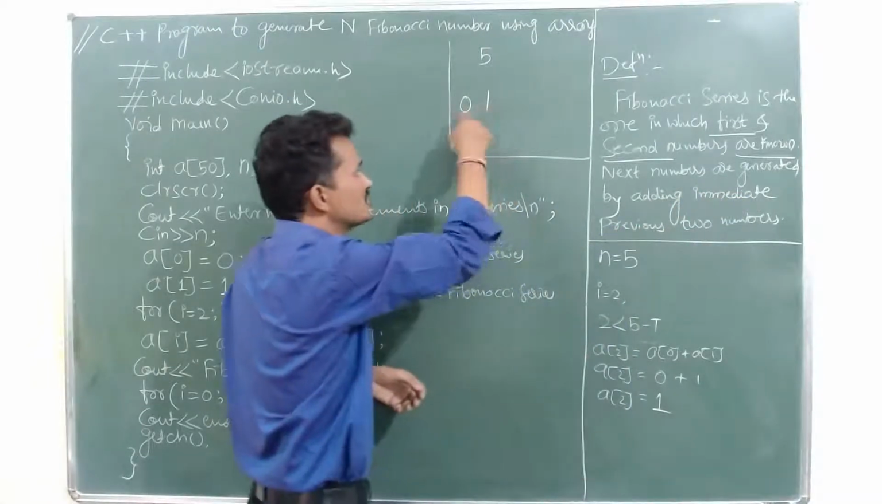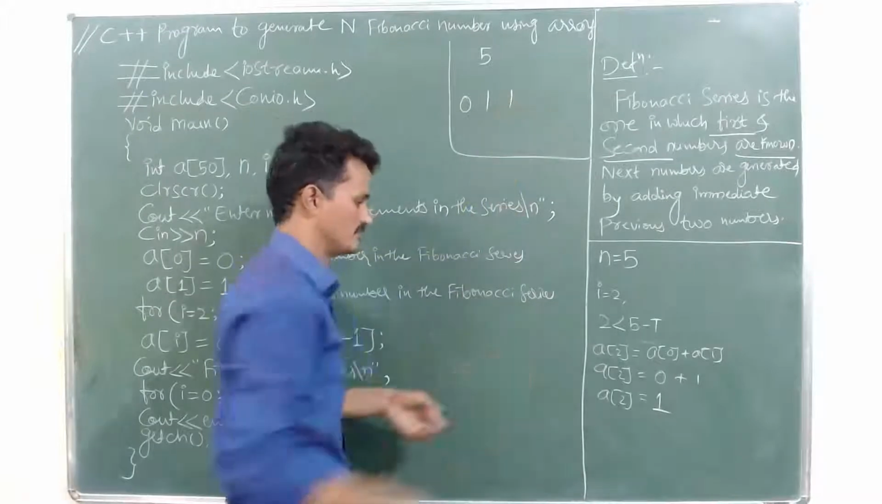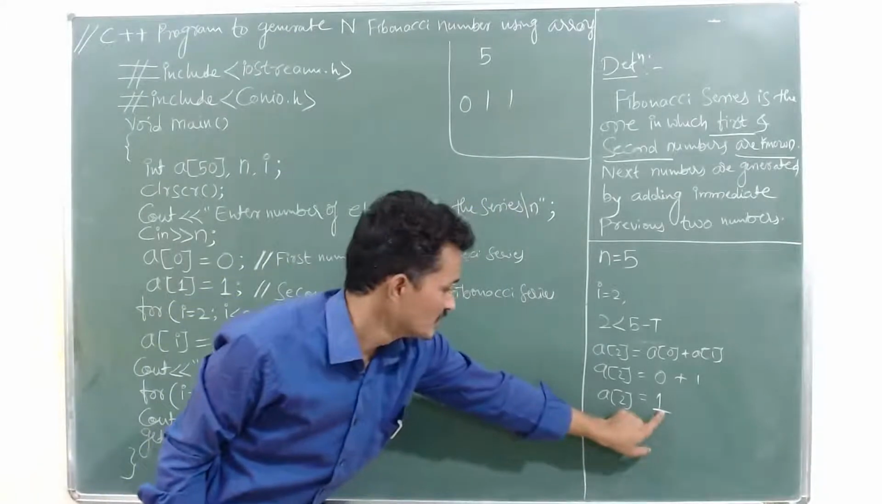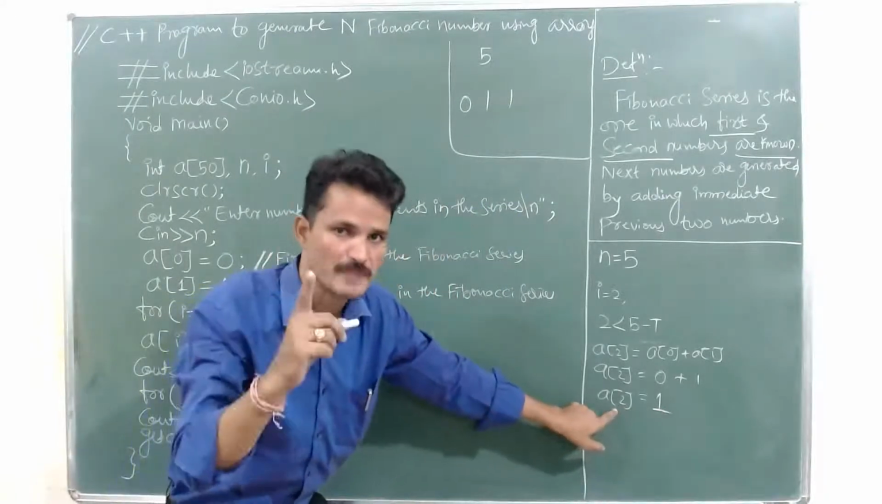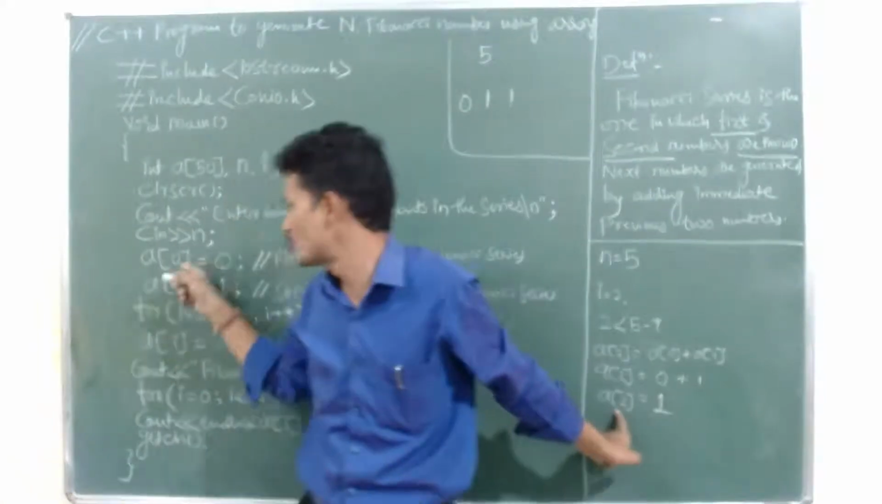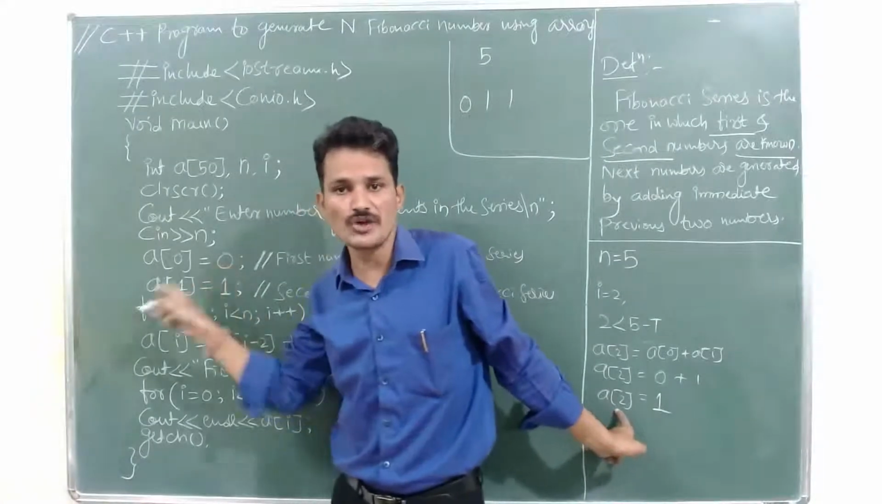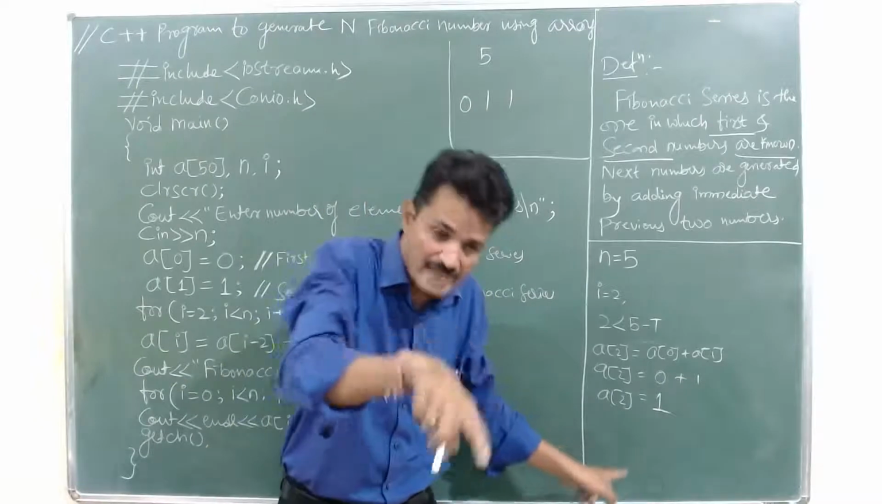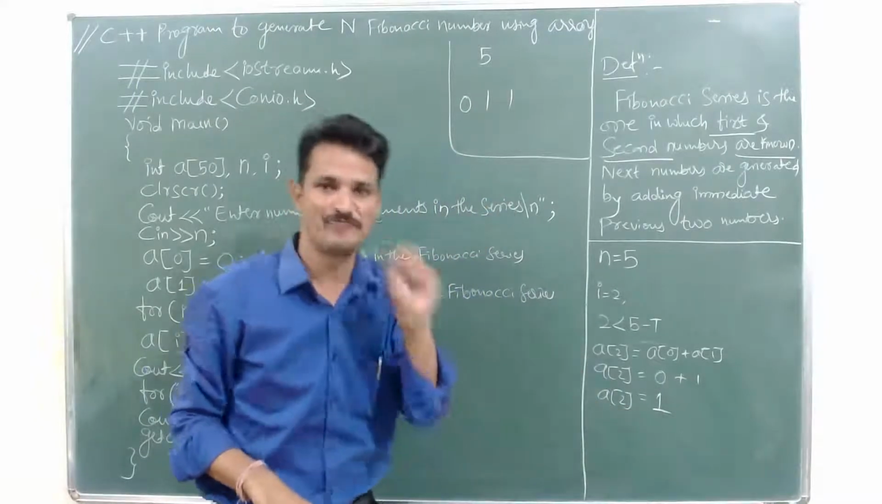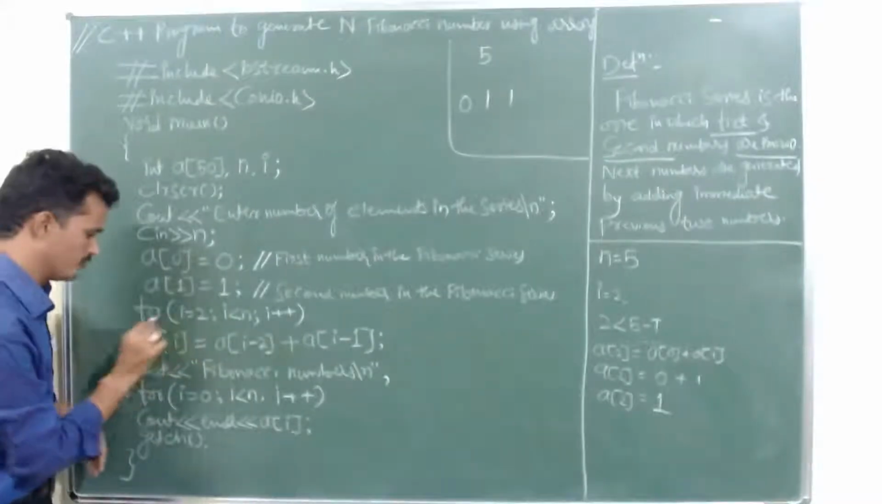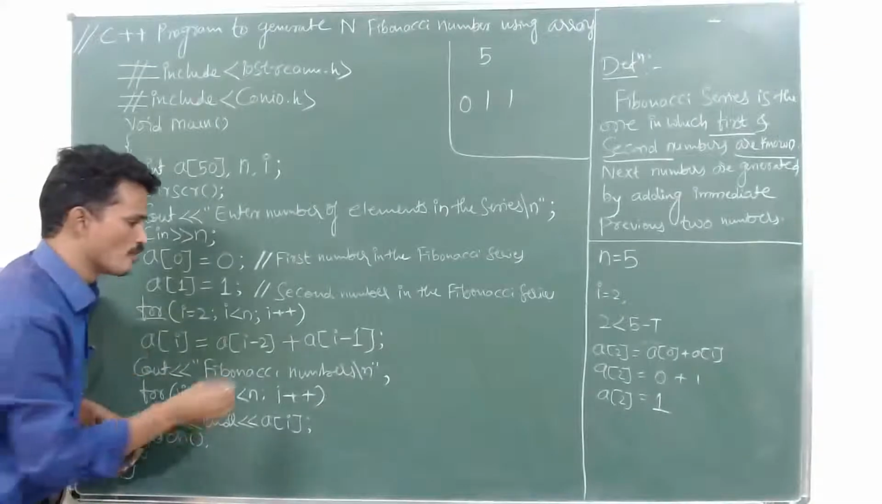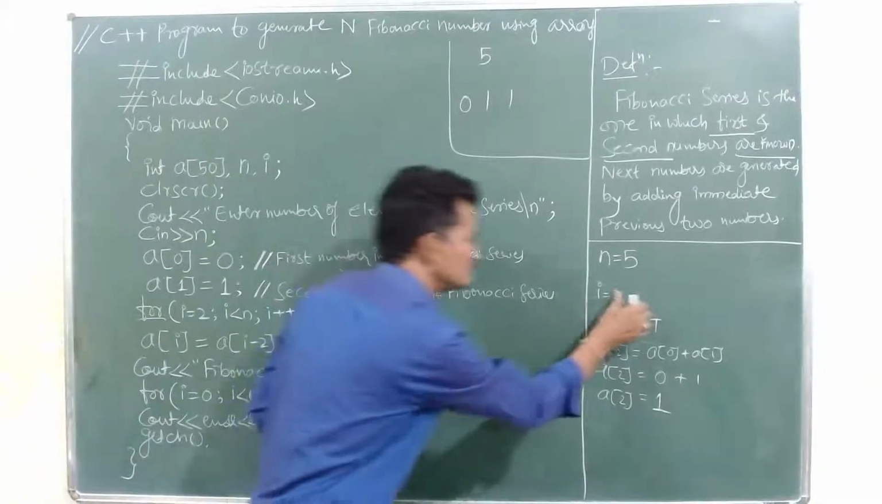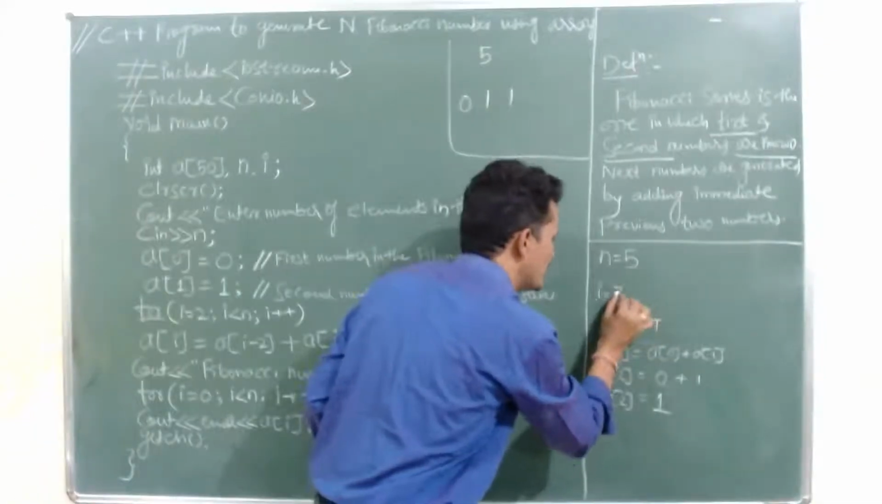You need to add the immediate previous two numbers. Immediate previous two numbers are these two. 0 plus 1 will be 1. That is what I got here. 1 is stored in A of 2. Do remember, 0 is stored in A of 0, 1 is stored in A of 1, and 1 is stored in A of 2. Followed. Again, we'll go to the for loop. I gets increased by plus 1, and this time I becomes 3.